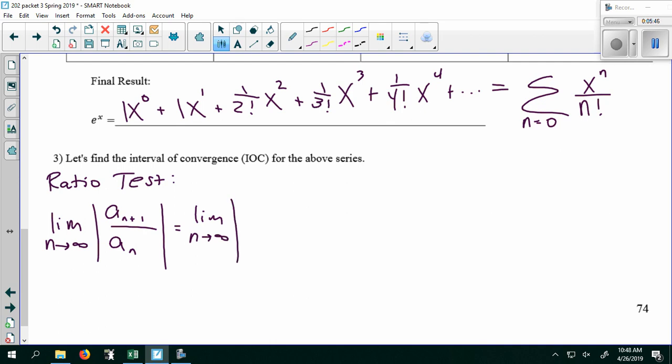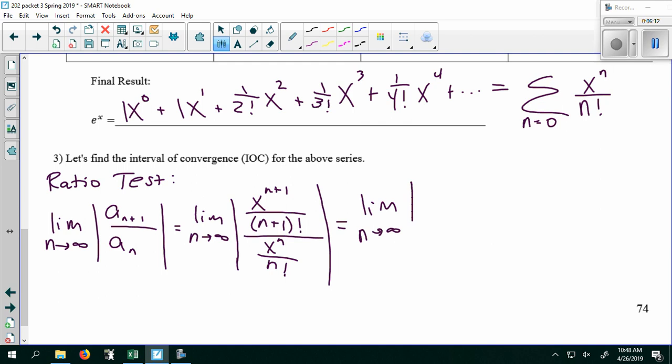Okay, so my n plus first term means replace every n in the general term formula with an n plus 1. So I have x to the n plus 1 over n plus 1 factorial, divided by the nth term, which is x to the n over n factorial. So this is x to the n plus 1 over n plus 1 factorial, and flip and multiply. So I have n factorial over x to the n.